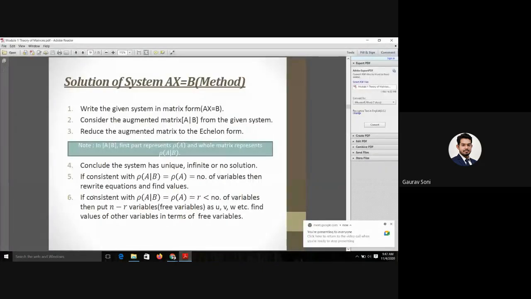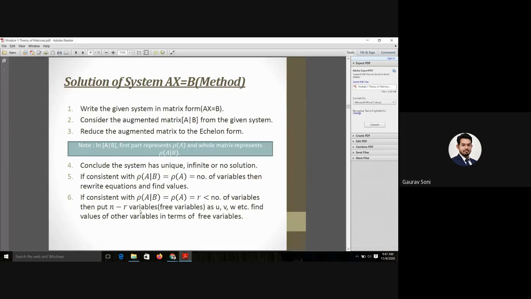Then if consistent, rank of the augmented matrix is equal to rank of A, which is less than the number of variables. So if the rank is R, then n minus R variables are free. What do we mean by free variables? A free variable is something that you can take any value.